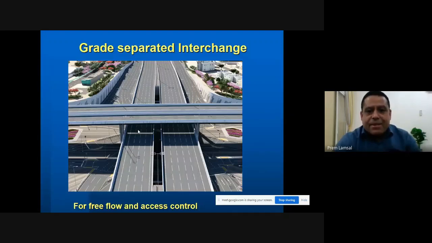Again, these are grade separated intersections, and as I explained earlier, this is for free flow and access control. If we want to introduce free flow and access control in the system, we need to go for grade separated interchanges. But again, is it really required to go for that? It will be governed by the traffic volume.